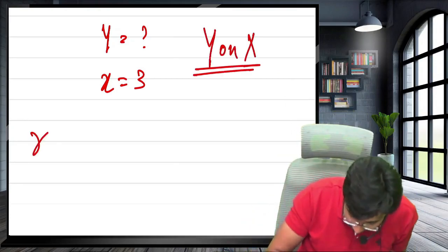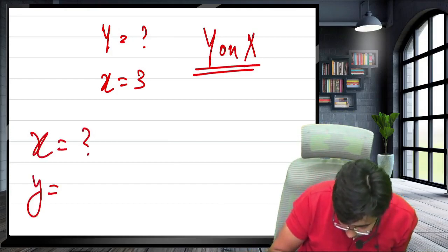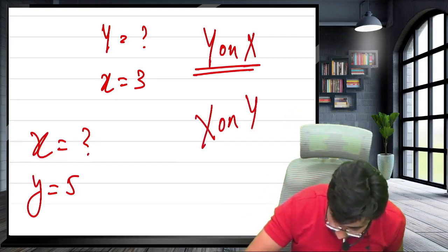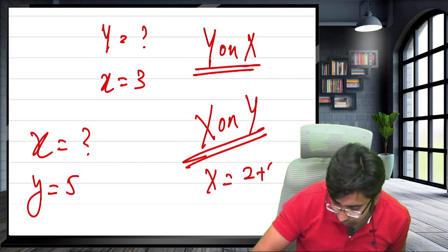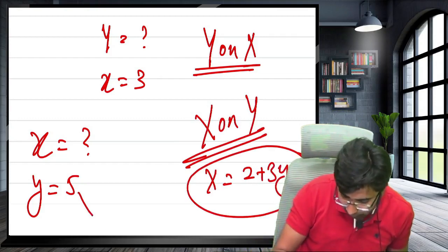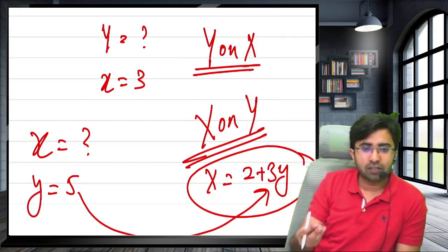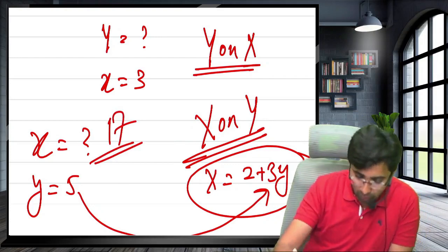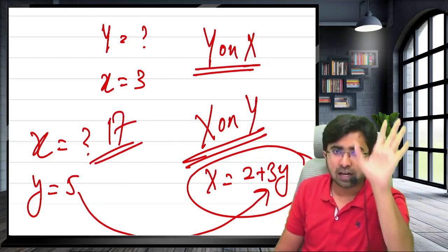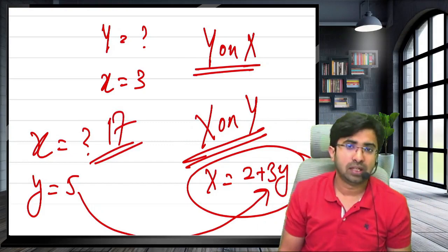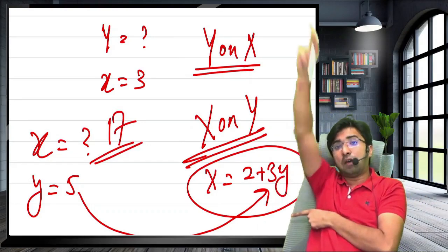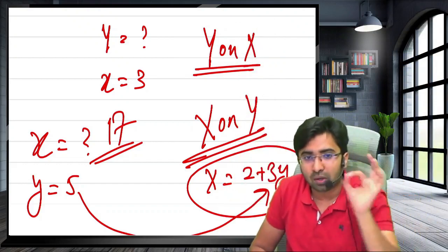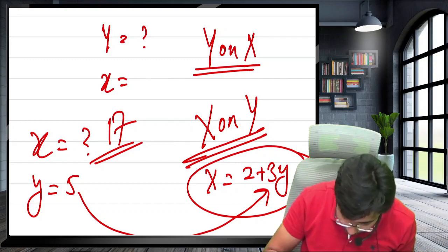Okay. Now, if I need to estimate the value of x and y is equal to 5 is given, what equation do I need to have? X on y. Guys, if I give you x on y, x is equal to 2 plus 3y. Can you construct the x when y is 5? You will put 5 over here. 5 threes are 15. 15 plus 2, how many? 17. Is this point clear? If you want to calculate the value of y, I will construct y on x. And if you want to calculate x, y is known, I will say x on y. Whether this point is clear or not, guys?